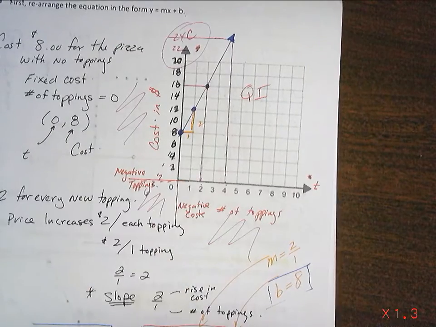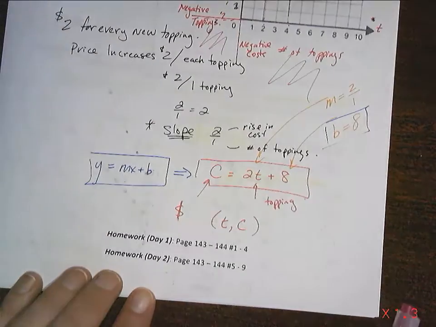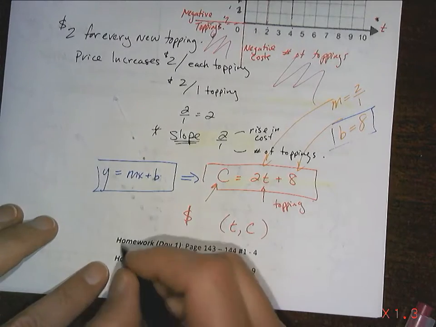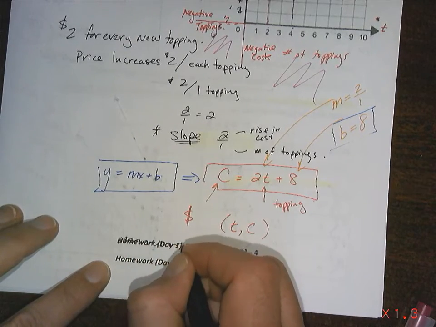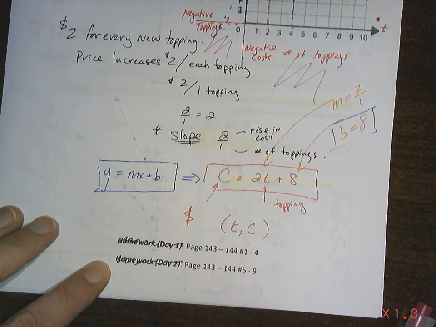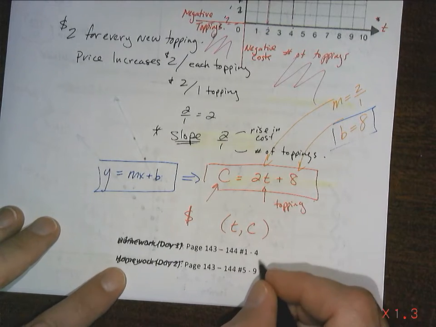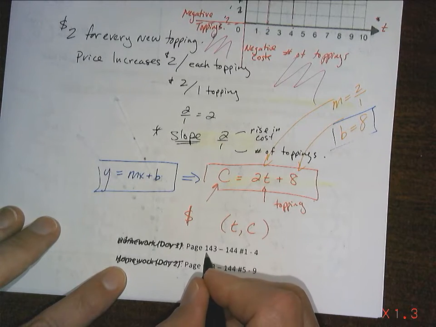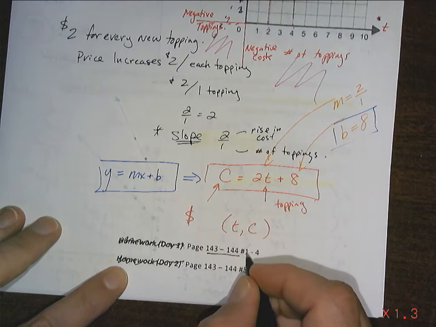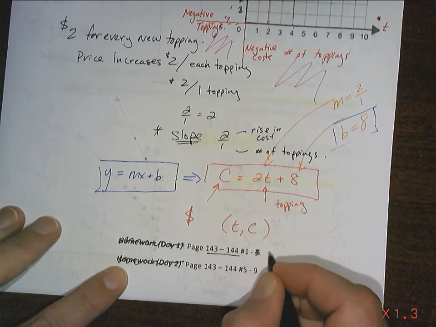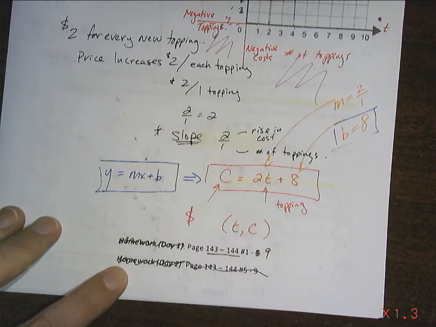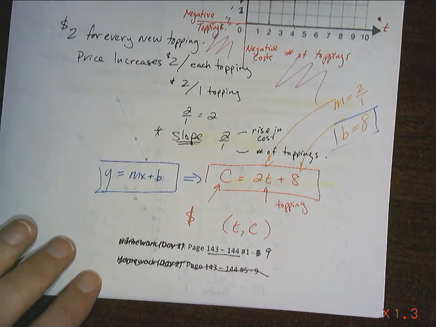All right. You've got some homework down here. It says day 1, day 2, but remember that's pre-COVID. So there is no day 1, day 2. It's just all of it. So it's actually page 143 to 144, 1 to 9. So all of it, get working on that, and we'll be back in a few minutes.